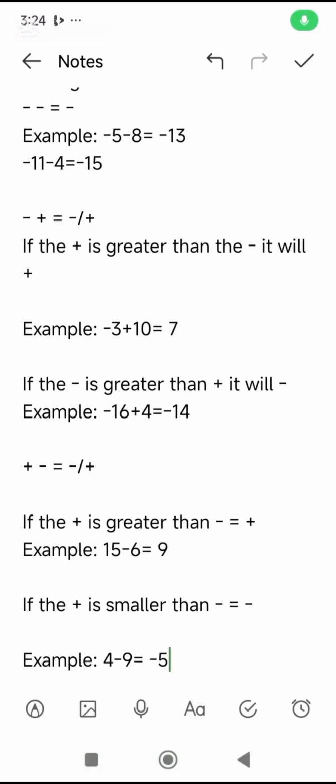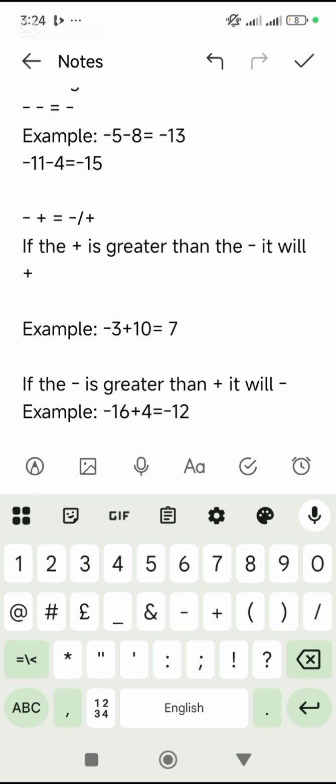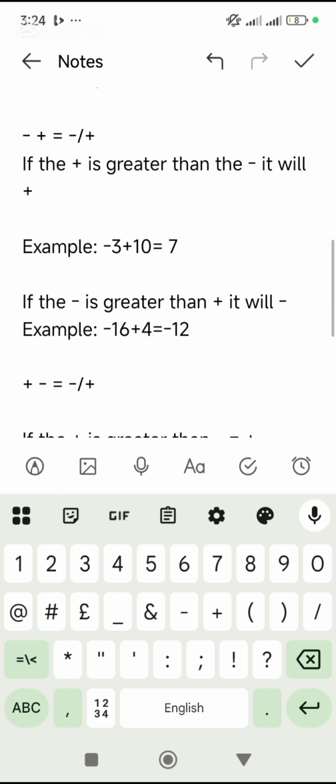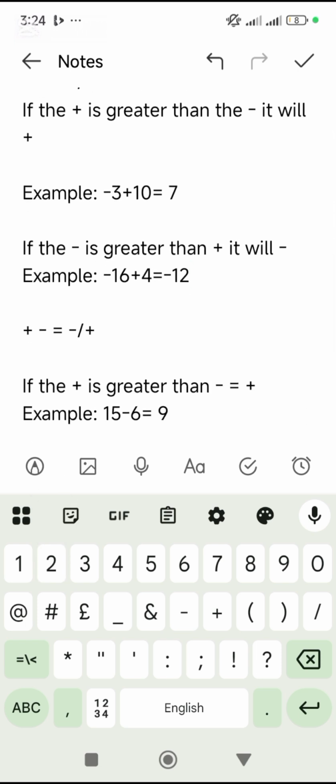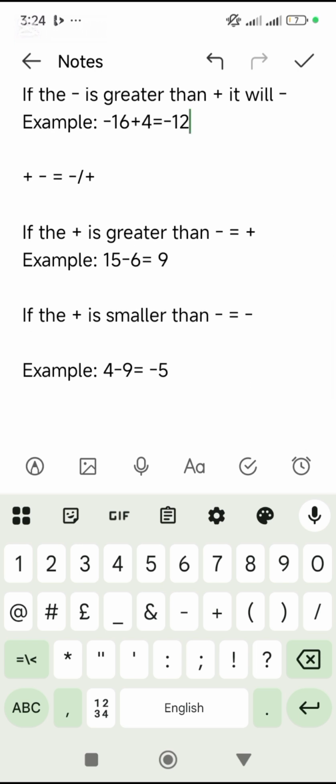Sorry, there's an error here. Minus 16 plus 4 is minus 12, not minus 14. Sorry about that. Okay, so we have seen different examples of this.